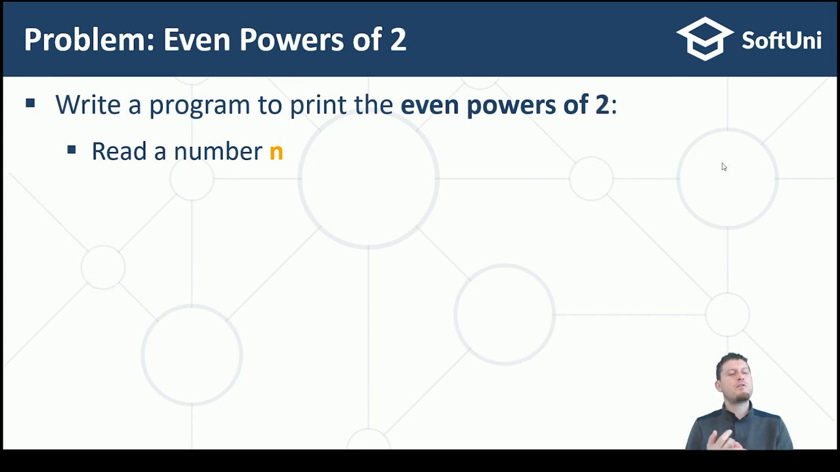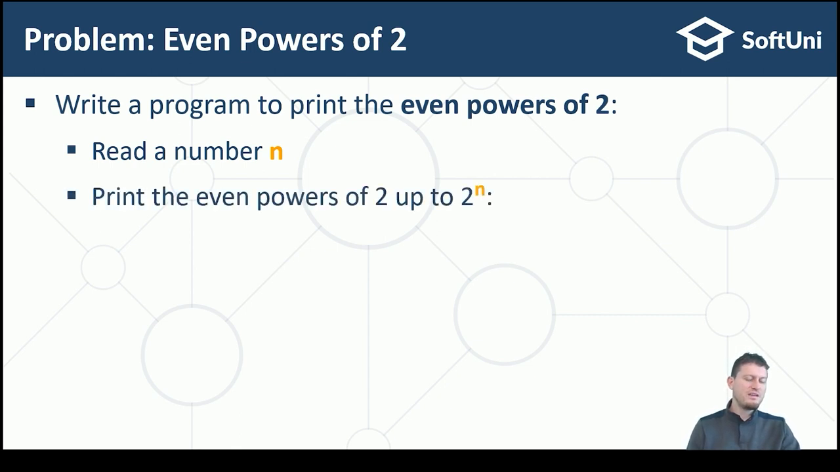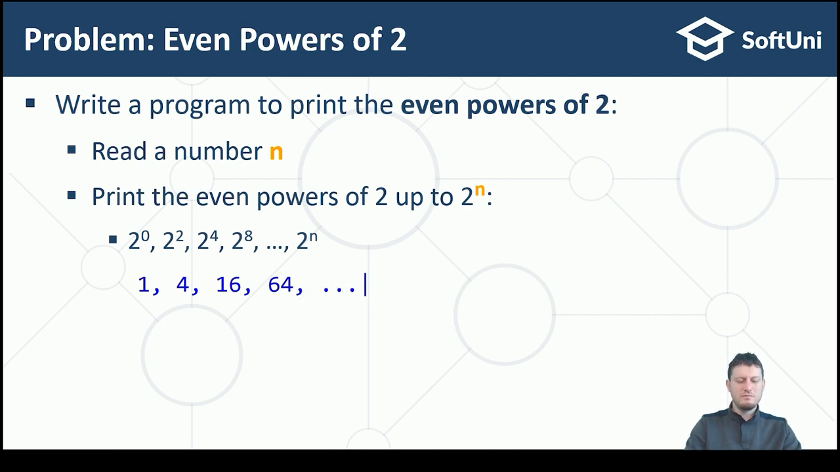It's called even powers of 2. It's about writing a program to print the powers of 2 which are even. So we read the number n and we print the even powers of 2 up to 2 at the power of n. So these are the numbers 2 at the power of 0, 2 at the power of 2, 2 at the power of 4, 2 at the power of 6, until 2 at the power of n. So these are the numbers 1, 4, 16, 64, etc. Until 2 at the power of n.